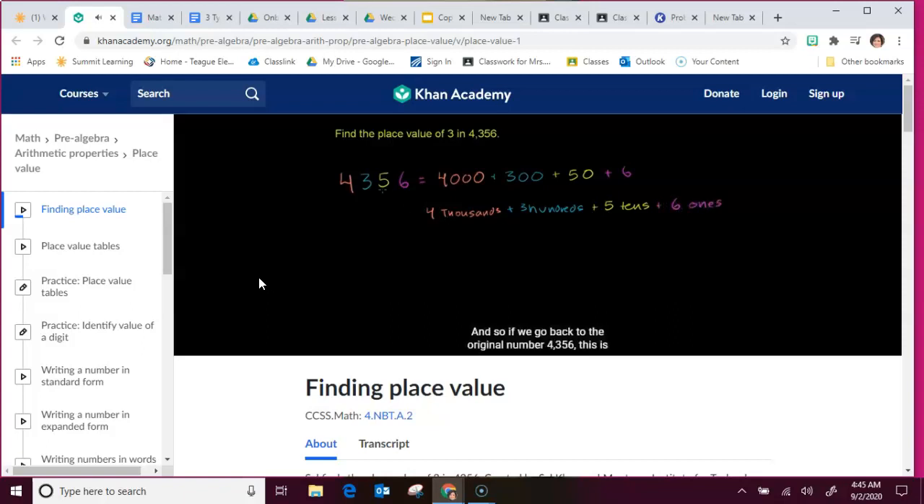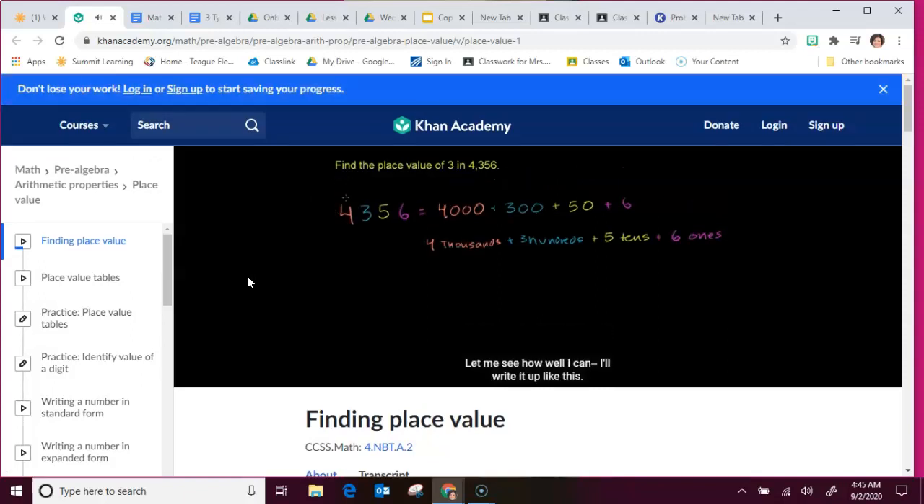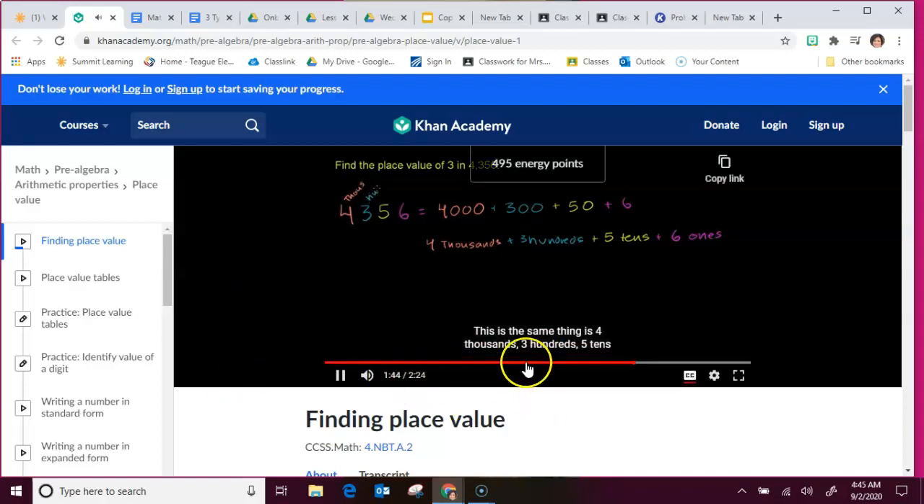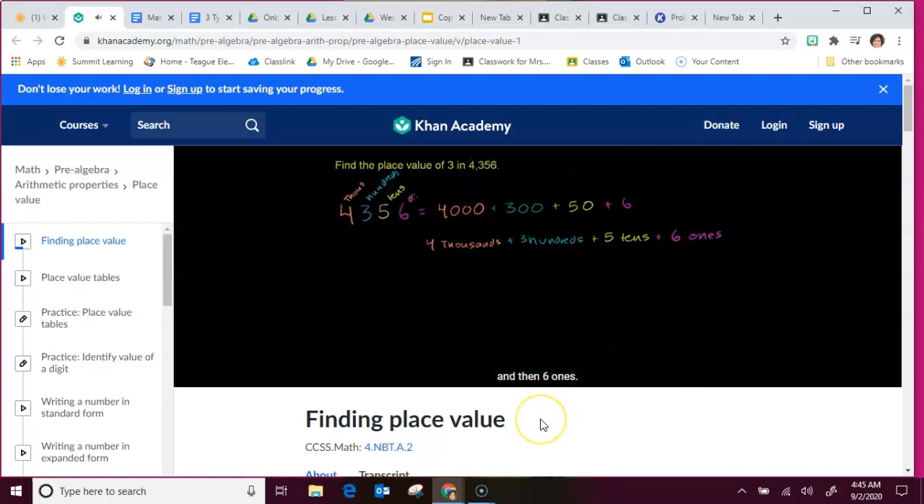And so if we go back to the original number, 4,356, this is the same thing as, I'll write it down, 4,000s, 300s, 5 10s, and then 6 ones.